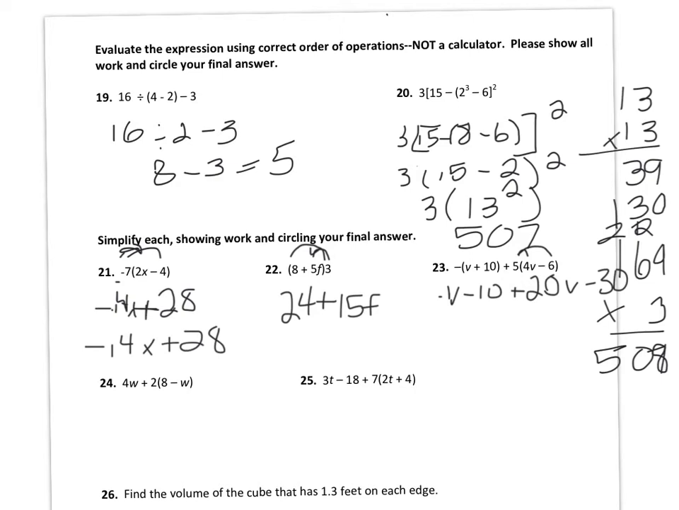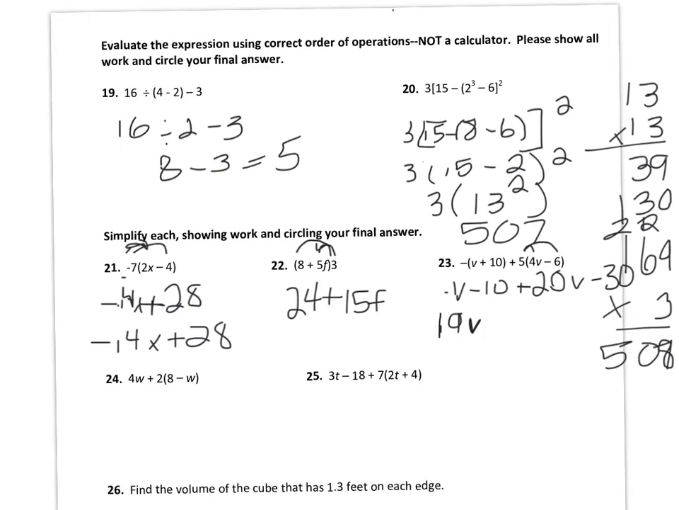And now I'm going to combine like terms. So if I got a negative v or a negative 1v and 20v, that's going to give me positive 19v. I also have negative 10 and a negative 30. Well, when I combine a negative 10 and a negative 30, I would get negative 40. So this would be my final answer.